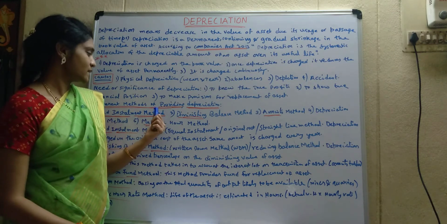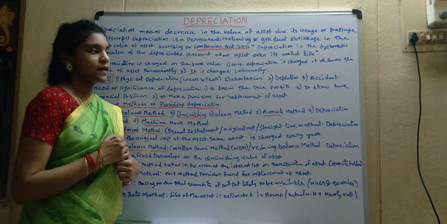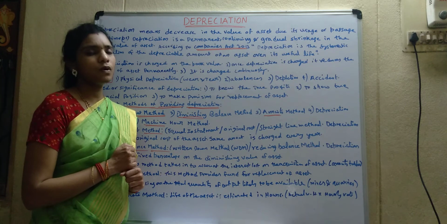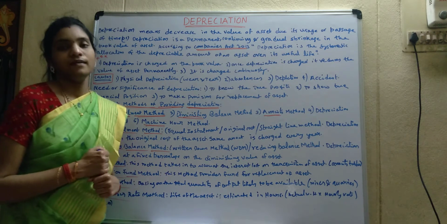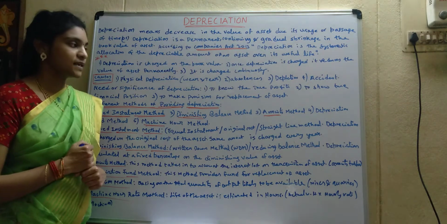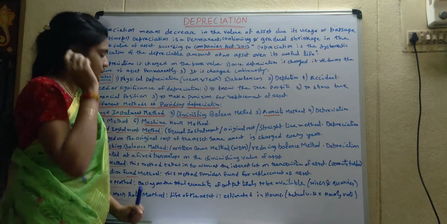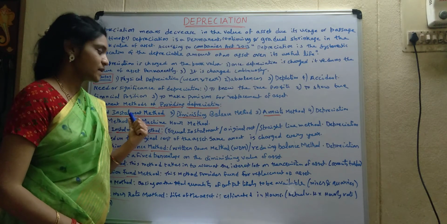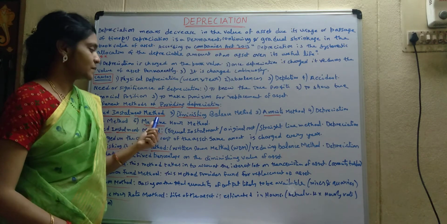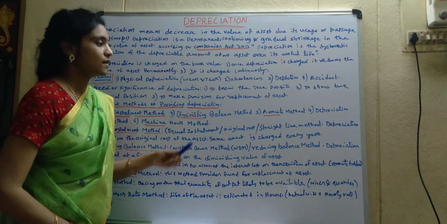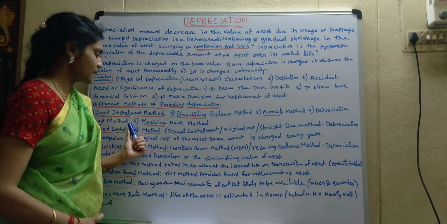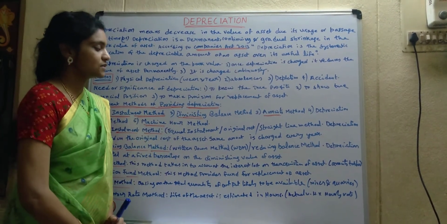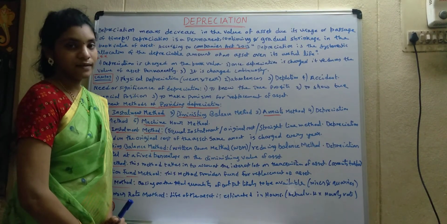And coming to the different methods of providing depreciation. Okay, it's very nice that we provide depreciation, but in what methods? So many methods are there. Business firms use different methods based on their requirements and uses. What are they? Fixed installment method, diminishing balance method, annuity method, depreciation fund method, machine hour method. These are the methods followed by business concerns in calculating or providing depreciation.